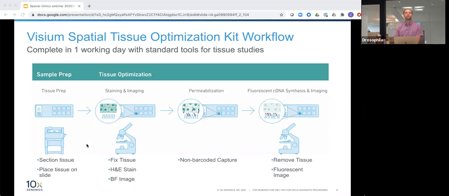But essentially, we designed this tissue optimization slide that has essentially just a lawn of these oligos. So no barcoded information, but a lot of the same oligo configuration is on the gene expression slide. And so in this case, you section your tissues, you place each tissue section onto one of these capture areas. You do your staining and imaging like you normally would, H&E staining, bright field imaging. Then you do your permeabilization time course, and you're going to do a different time for each one of these capture areas so that you can go from 3 to 60 minutes depending on the tissue type.